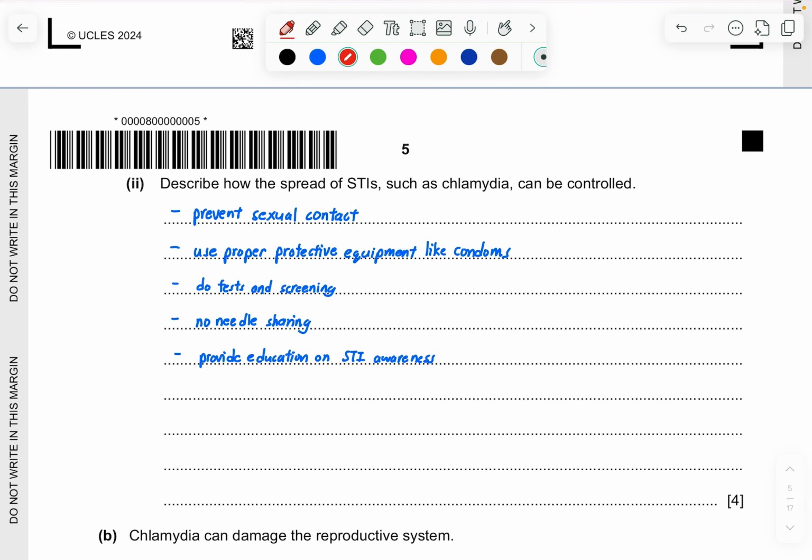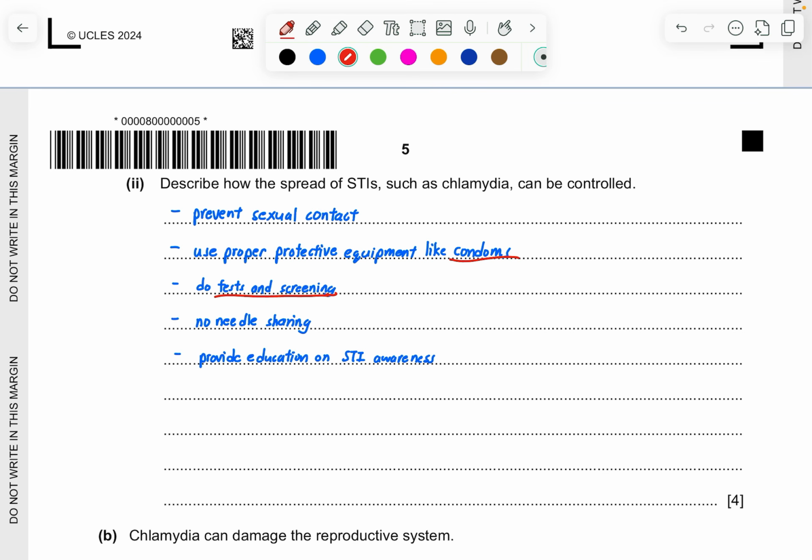Part 2. Describe how the spread of STIs such as chlamydia can be controlled. What we learn in the syllabus is mostly HIV. HIV is also a form of STI. So you use the same intervention strategies for HIV towards chlamydia. First, of course, it's a sexually transmitted infection, so you prevent sexual contact. You use proper protective equipment like condoms. Do tests and screenings if you think you may be infected or you're worried about STIs. No needle sharing, and provide education or STI awareness.